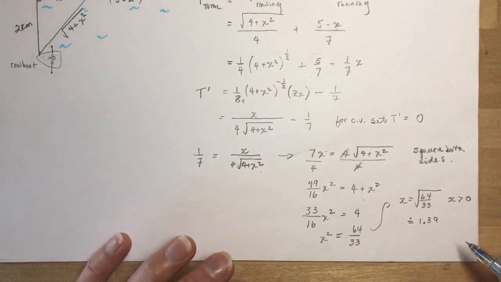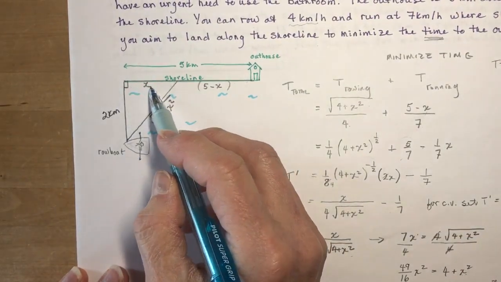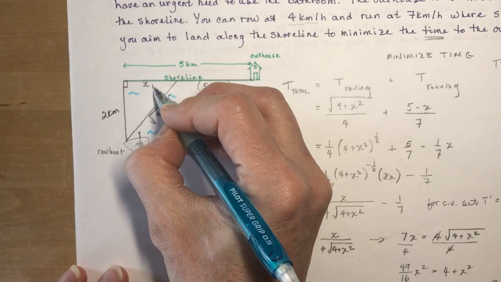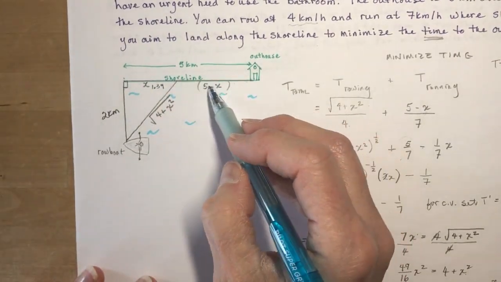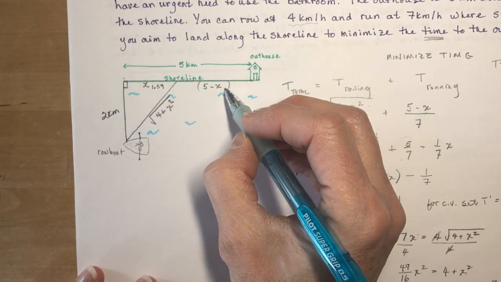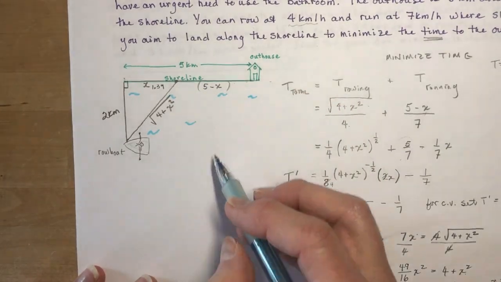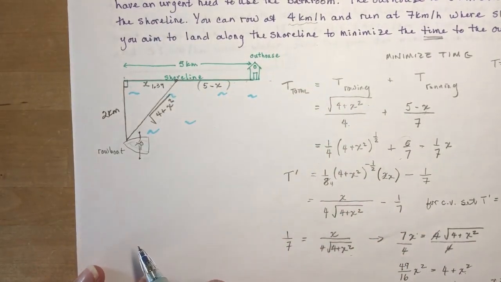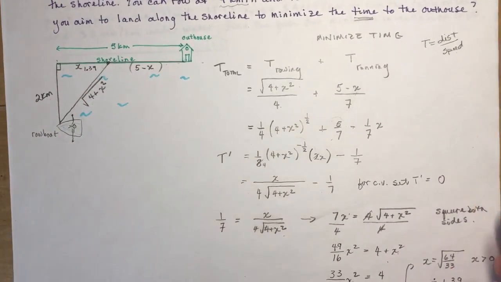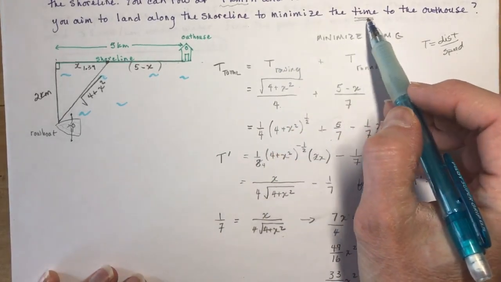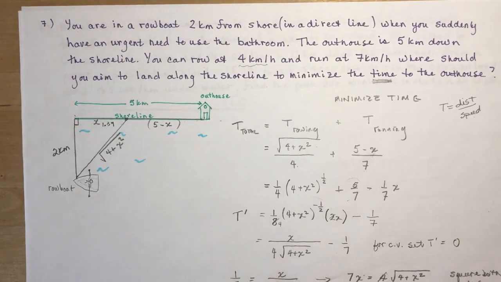1.39. So you should aim for a point on the shoreline that's 1.39 kilometers from the line directly across from you, or you could do 5 minus 1.39 and say you should end up a certain distance from the outhouse, or whatever 5 minus 1.39 is. It's like 3.61, right? Okay, so that's your rowboat maximizing or minimizing the time. Make sure you read the question to figure out what you're trying to minimize. And let's do one more here.